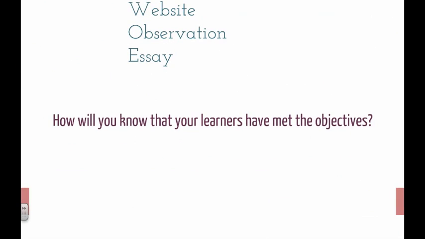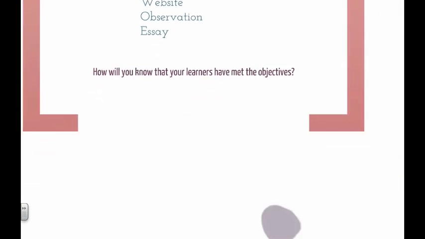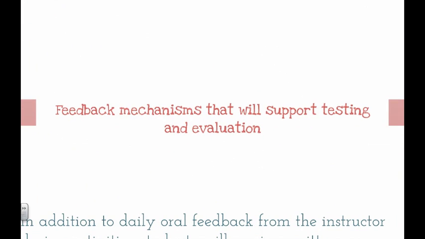So you need to plan to use testing and evaluation strategies that will help you determine whether or not your students are meeting the objectives. You also need to identify the feedback mechanisms that will support your testing and evaluation strategies. There will be another part of this design document asking for types of feedback you'll be giving during lessons, but you do need to identify specific feedback that will tie to that testing and evaluation.